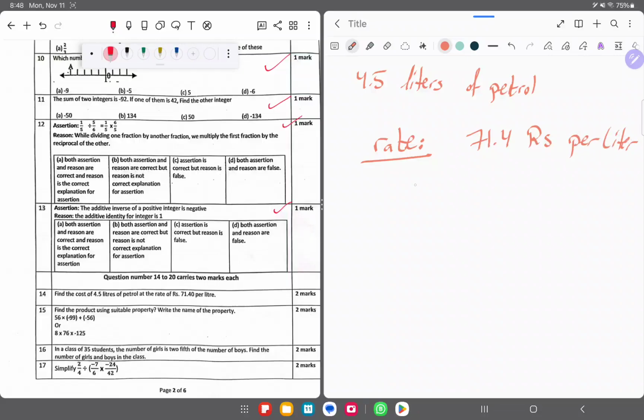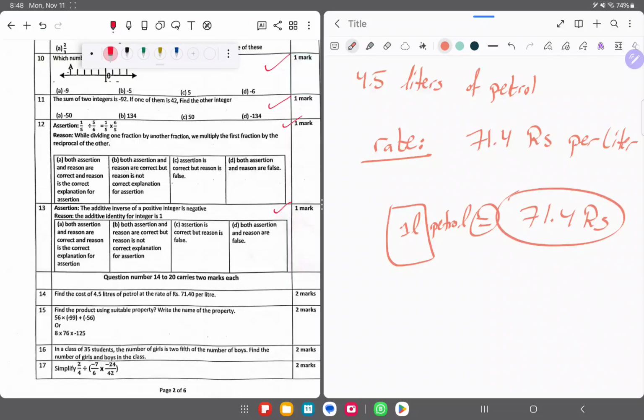Please put 1 liter of petrol and put next to it, not equals, in a certain way that it's going to cost 71.4 rupees. So, just show this example: 71.4 rupees per liter. So this is the cost per liter.